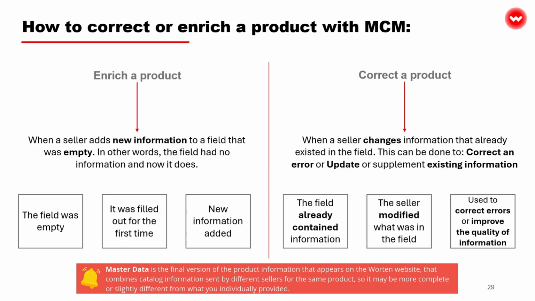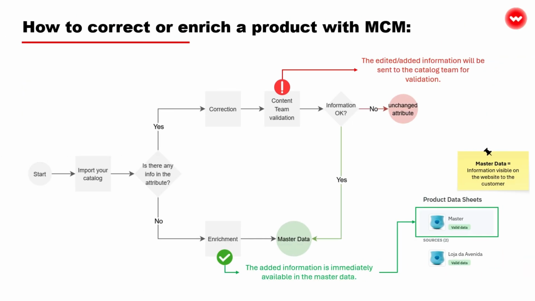Remember, master data is the final version of the product information that appears on the Worten website. It combines catalog information sent by different sellers for the same product, so it may be more complete or a bit different from what you individually provided. Let's look at a more visual explanation.